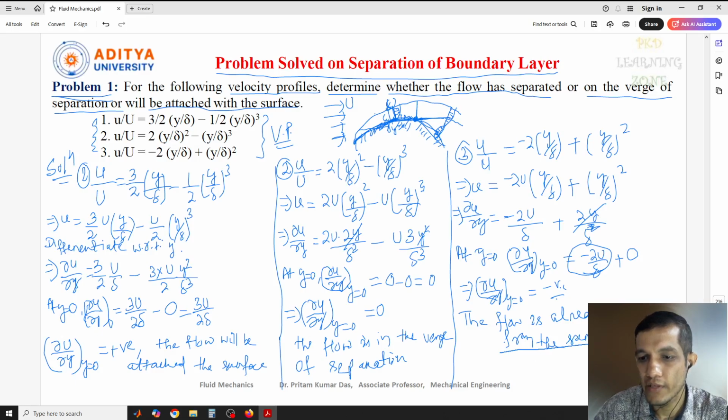Okay, so these are our conditions, and all the conditions are satisfied, and based on that we can identify whether the flow is attached to the surface, or it is already separated, or it is on the verge of separation. So I hope you understand this problem, how to solve it.